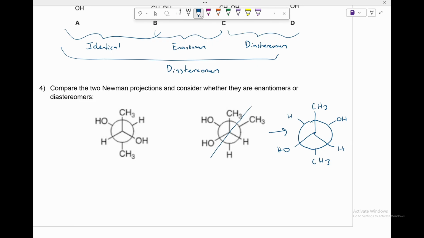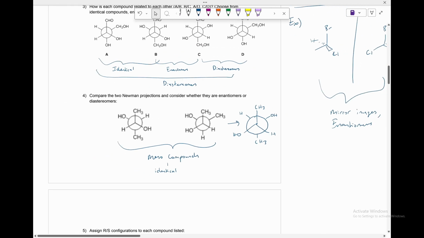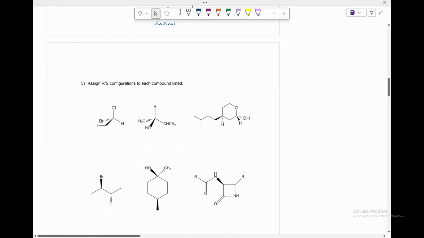If we also slice this in half, we cannot see that actually, never mind. So because there's a plane of symmetry, sorry, this was a trick question. These are meso compounds. And since they're meso compounds, they are identical. Sorry. Hopefully that didn't upset you.